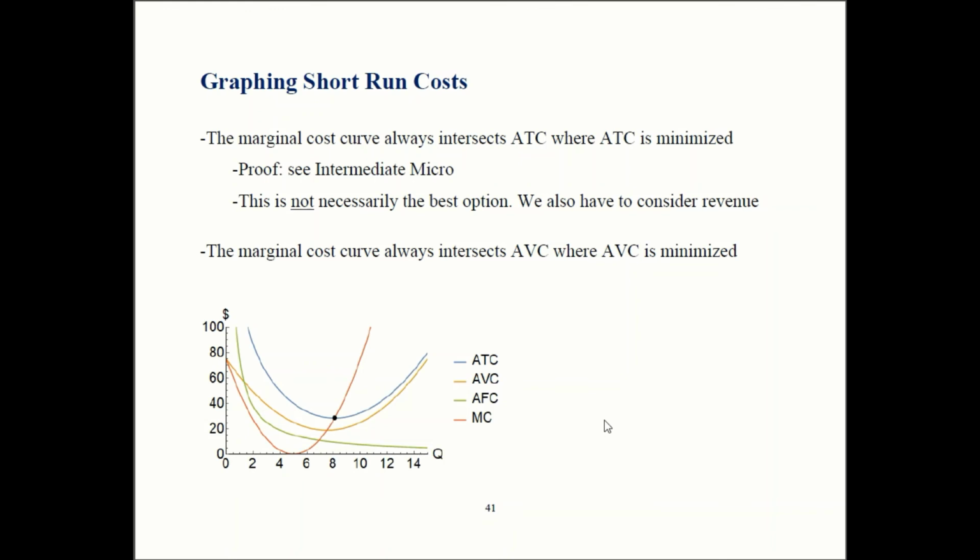Now, to head off some possible misconceptions, you'll be thinking, is it best to produce where average total costs are minimized? The answer is don't assume that. It's not necessarily true. You don't just think about cost when you think about what's best in my firm. You also have to think about revenue. You've got to try to maximize profit, not minimize cost. They're not the same thing.